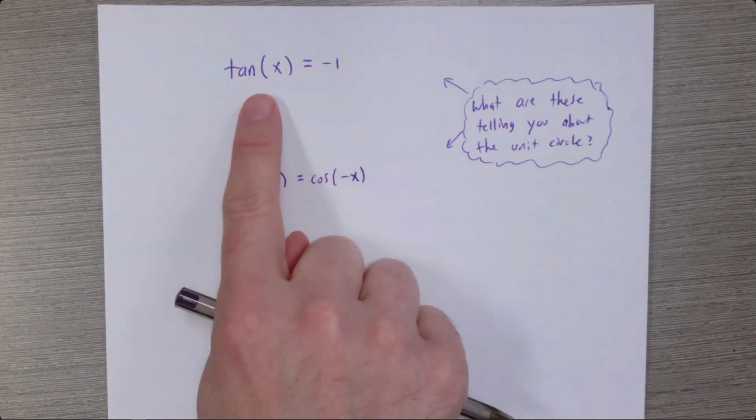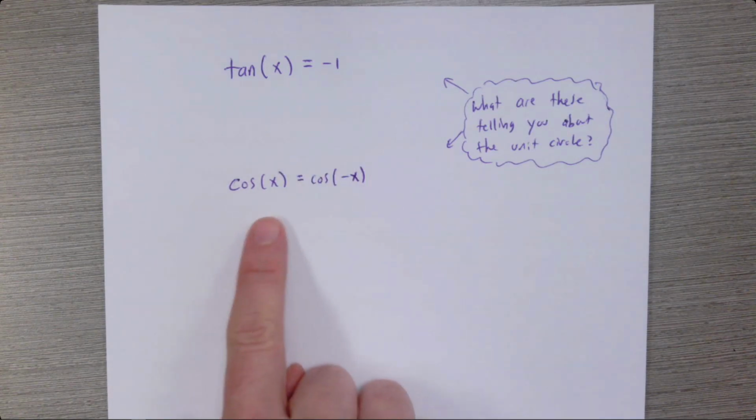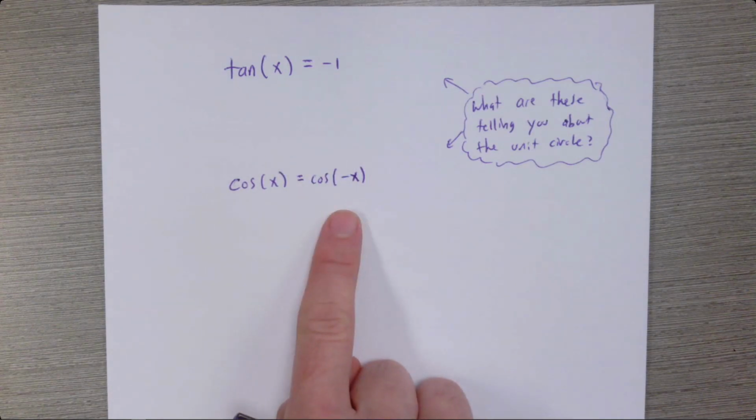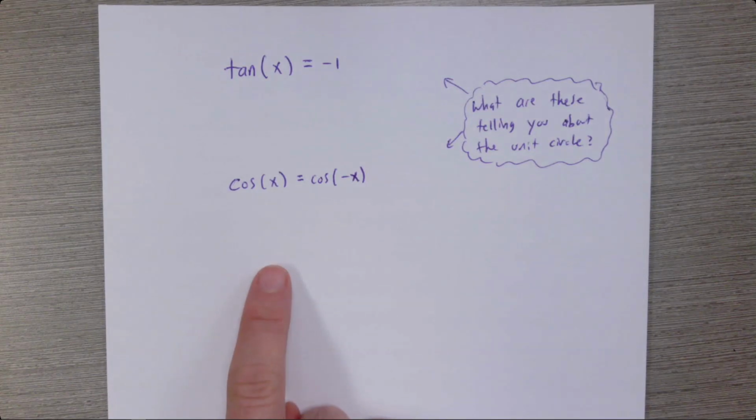When you see tan x equals -1 or cosine x equals cosine opposite x, these equations are like English sentences that are telling you a very specific idea about things on the unit circle. So I want you to get used to asking yourself, what does this mean? And that was the goal of this problem set. So let's take a look at some examples.